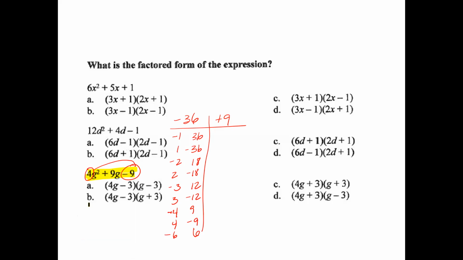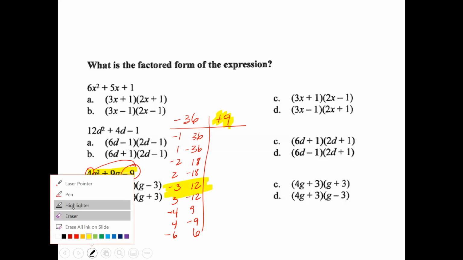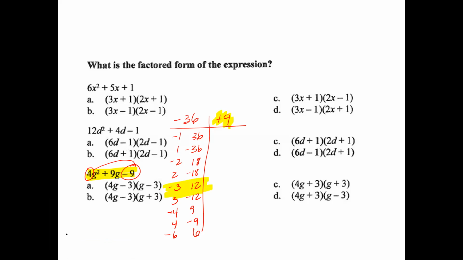Now, one of these gives me a positive 9. Which one gives me a positive 9? Yep, that is going to be your temporary answer. So you're going to have x minus 3, x plus 12.